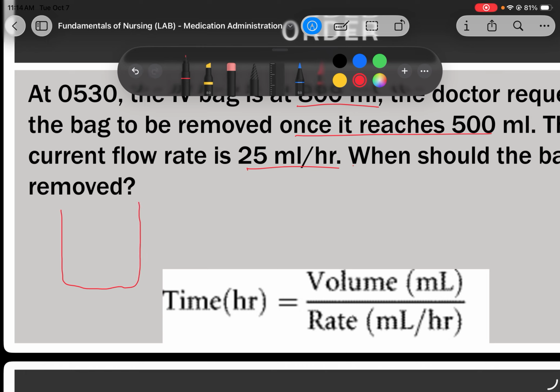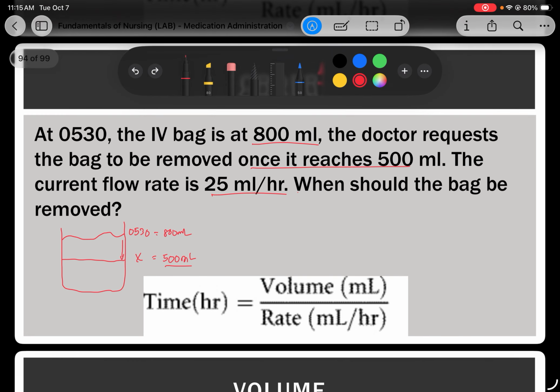So let's draw it, class. If this is your IV bag, at around 5:30 in the morning, it is around 800 ml. The doctor wants us to stop the bag at 500 ml. But we do not know what time it takes. So we need to measure the time it takes for the bag to go from 800 ml to 500 ml. Okay? So what do we do, class?